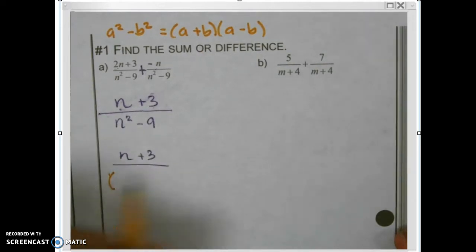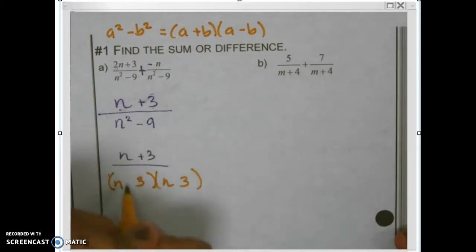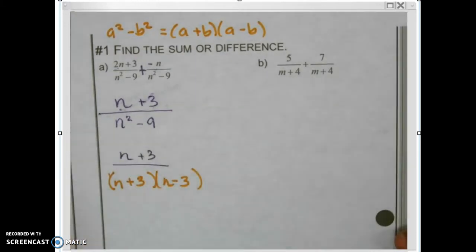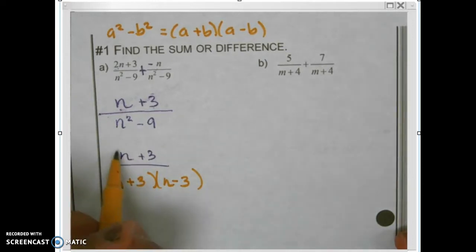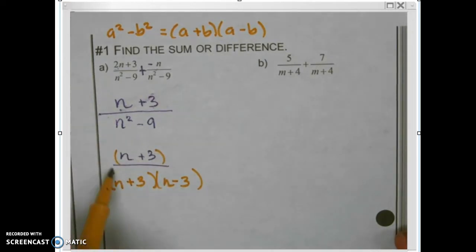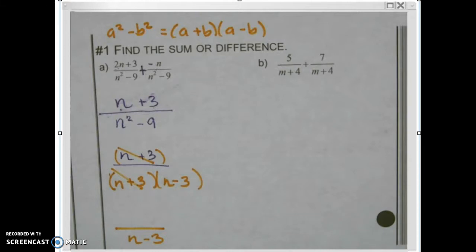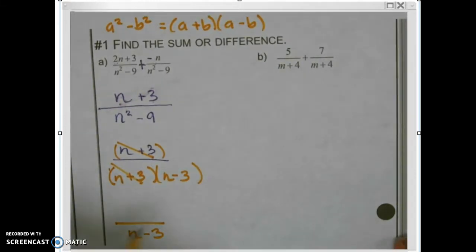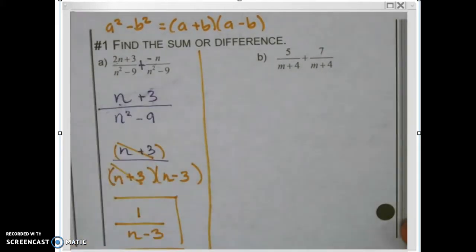So in this case, the n squared will break down to n times n. And then what squared gives me 9? 3 and 3. Noticing that you have to have one positive and one negative. Well, what a coinkydink. I'm looking at the numerator and the denominator. They both have n plus 3 in common. So all I have left in the denominator is n minus 3. What would I have in the numerator? Just 1. And there you go.